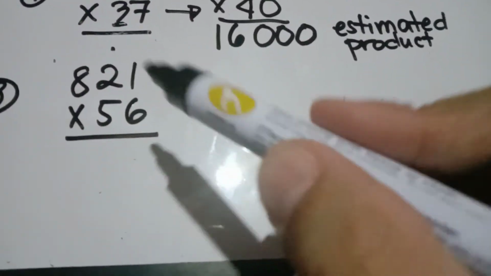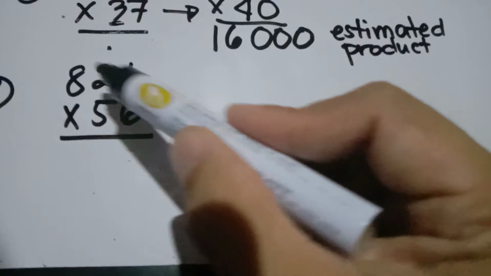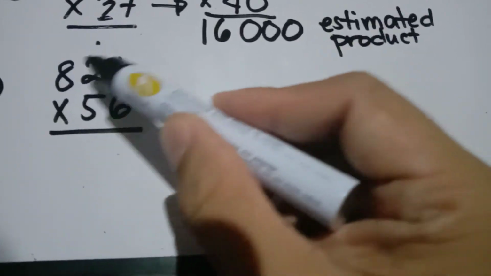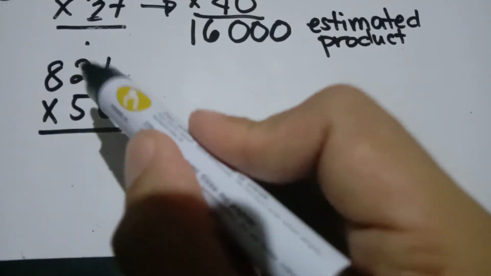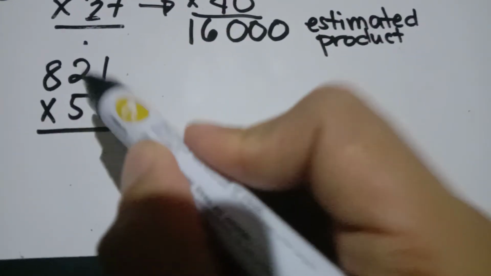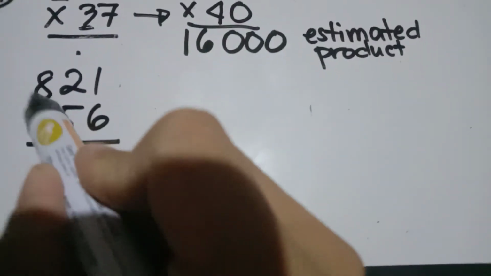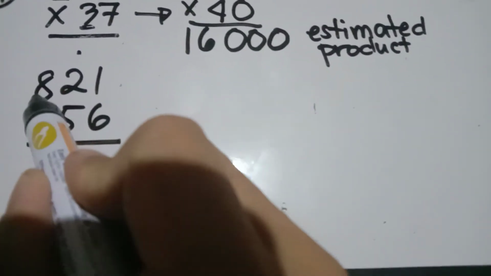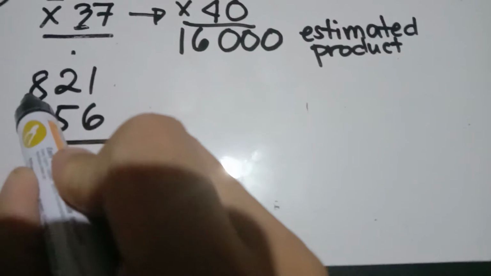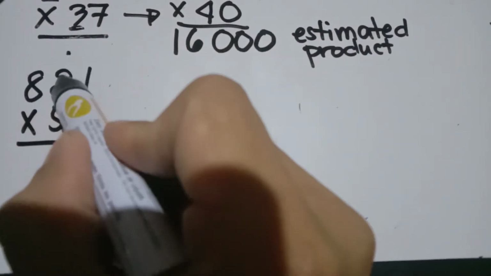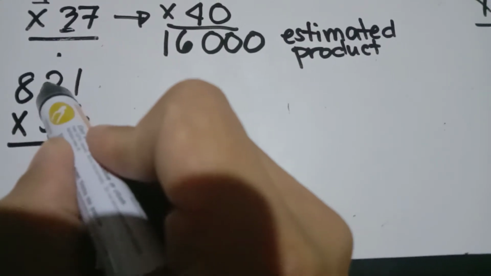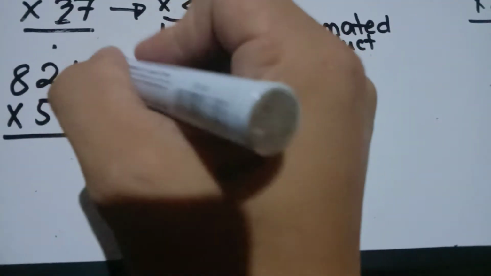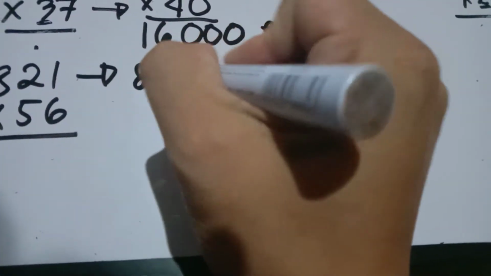Ano nga yung unang gagawin? We are going to round the factors to the highest place value. So una, titingnan natin yung digit na nasa highest place value. Here, the digit that is in the highest place value is 8. Try to check the next digit at the right, that is 2. So ano ang gagawin? We are going to retain the number. So kukopyahin lang si 8. Then 2 and 1 magiging 0.